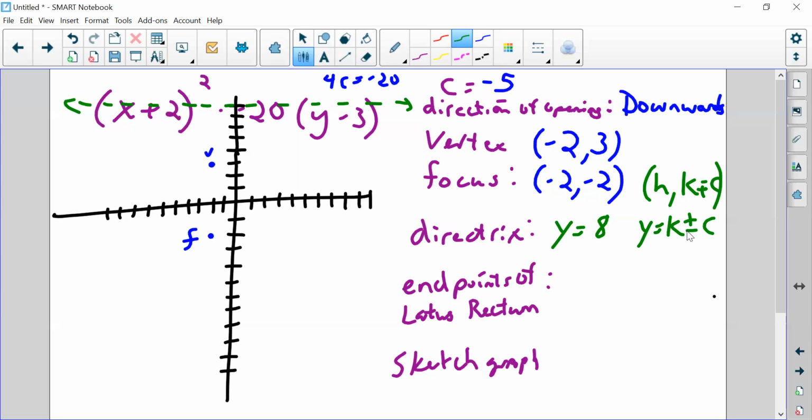Okay, so I started at my vertex. I know the perpendicular distance from my directrix to my vertex is C. My vertex here was at the point (-2, 3). So I went straight up from my vertex C units, which is 5. I just added 5 to the 3, and that gave me 8. And since it's the equation of a horizontal line, it's y equals 8.